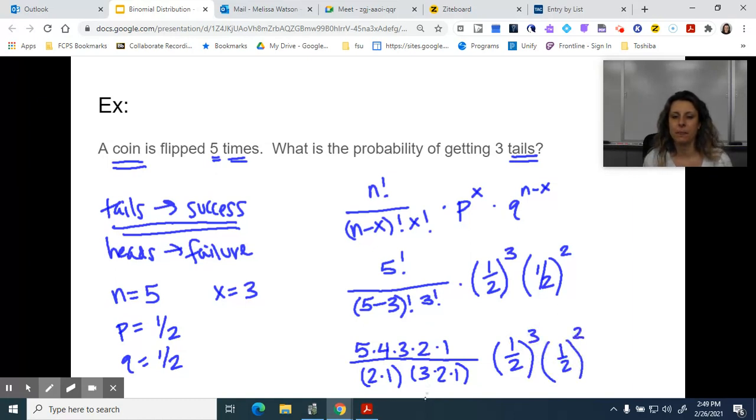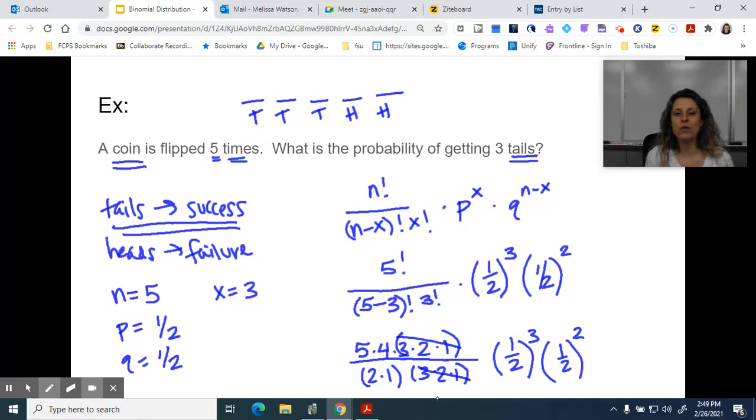Okay, now some of these numbers will reduce. So 3 times 2 times 1 will cancel with that 3 times 2 times 1. So I have here 20, 5 times 4 is 20, divided by 2. Well, that's 10. So guys, what that tells me is that if I were to write out flipping a coin 5 times and wanting 3 tails, that's one arrangement. But there's actually 10 arrangements of those letters.